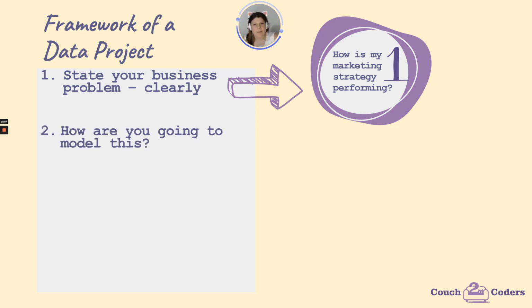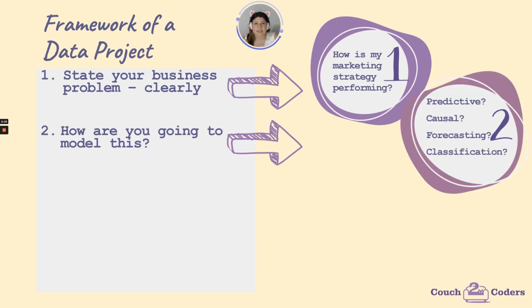The next thing we want to think about is, how are you going to model this? This might surprise you. You might have been expecting data collection, but I'll explain why you want to think about your model first. Generally speaking, a lot of your types of model are going to fall into one of the following categories. It might be a predictive type of model. What will happen on this day? How many sales can I expect here?